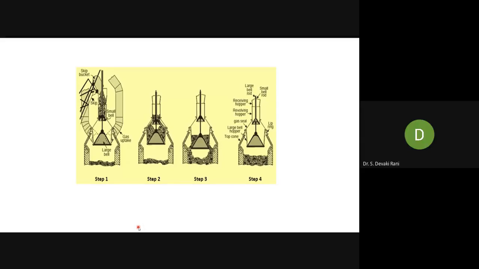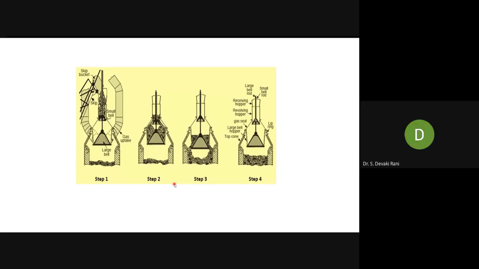That is, at the top of the stack, we'll have the reduction of the higher oxides, ma'am, and deposition of carbon, ma'am. In the stack region, we will be having the gasification reaction and the indirect reduction of iron oxide, ma'am. And in the combustion region, we will be having direct reduction of iron oxide and reduction of gangue, ma'am, into slag.